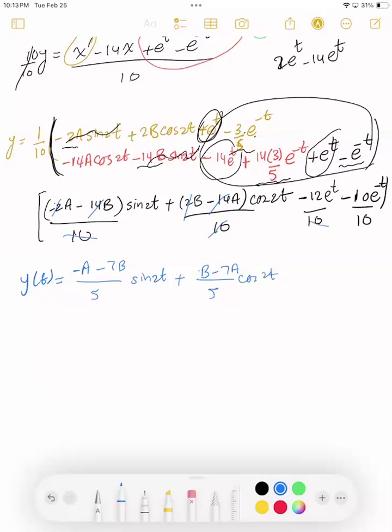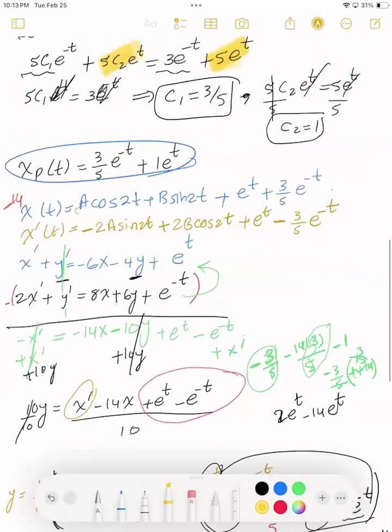10 and 12 are reduced. Both are divisible by 2. I get 6 over 5 e to the power t. 10 and 10 are reduced. I get e to the minus t. So that is the solution to y, and this is the solution to x.